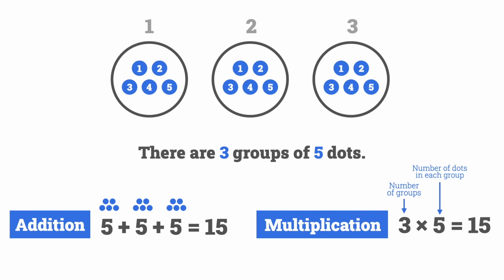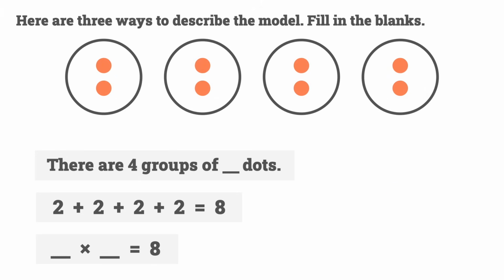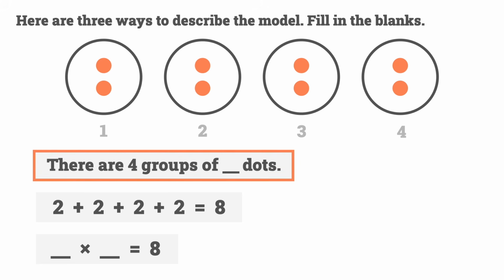Are you ready to describe equal groups using addition and multiplication? Let's go. In this problem, there are 3 ways to describe this model, and we have to fill in the blanks. We see there are 4 groups of blank dots. So the first thing we need to do is count our dots. 1, 2. So now we can fill in our first blank. There are 4 groups of 2 dots.